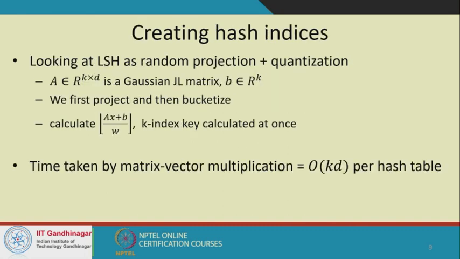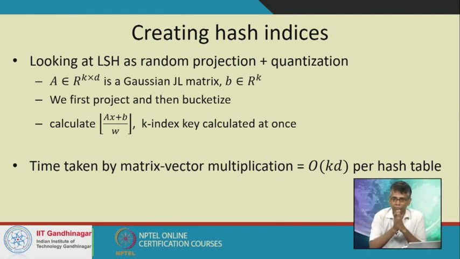In order to formalize the algorithm, let us first draw the connection between random projections and locality sensitive hashing in the L2 case a little bit more tightly. And the connection is pretty intuitive. We can basically look at LSH as a random projection happening onto k dimensions plus a quantization happening on each of the dimensions.